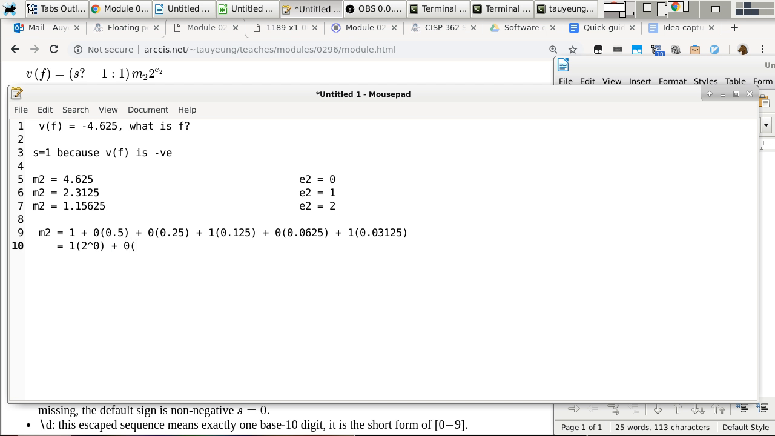And there's a 0 of 2 to the power of negative 1. There's a 0 of 2 to the power of, come on, you guys can sing along. Negative 2, right? Plus 1 times 2 to the power of negative 3. This is what? Negative 4. And this is negative 5.